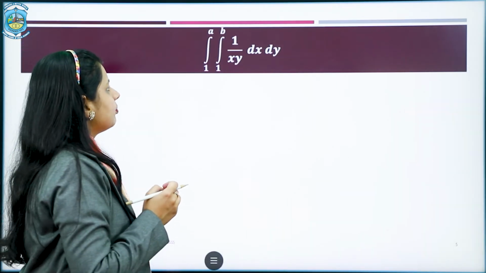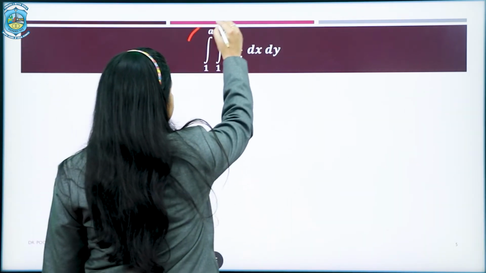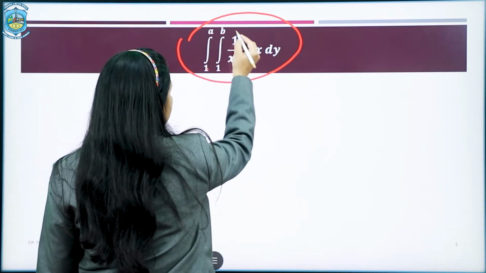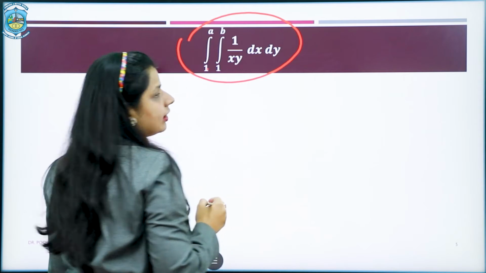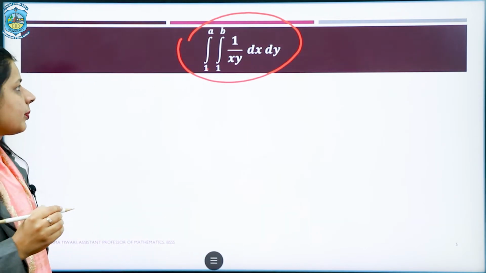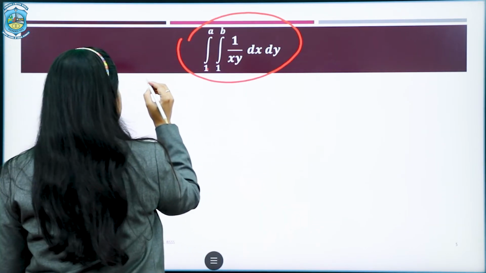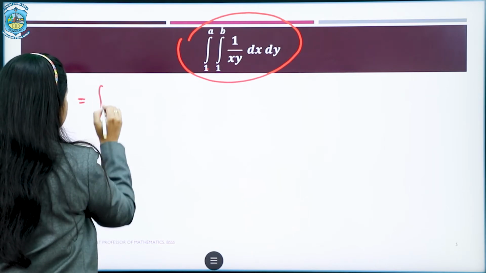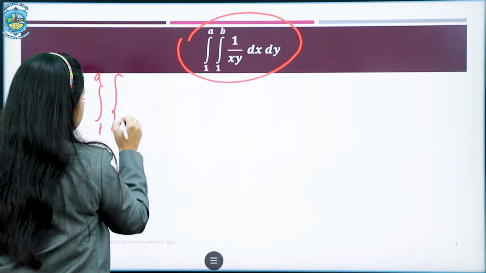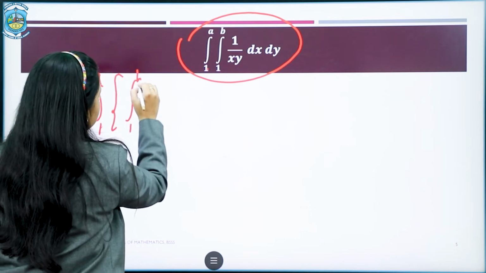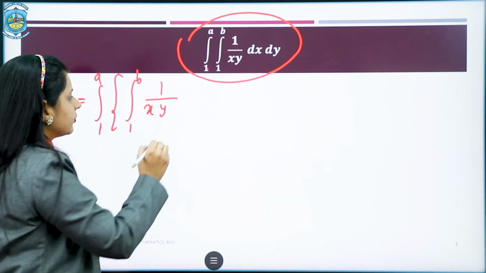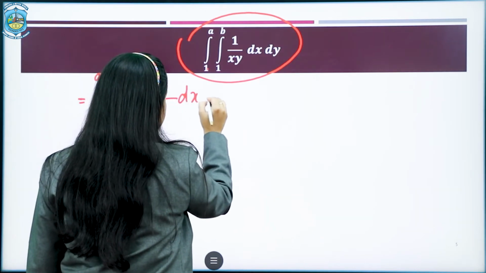In the next example, we will solve this integral 1 to a, 1 to b, 1 upon xy dx dy. Now we can write this integral as the integral 1 to a, then the integral 1 to b, 1 upon xy dx dy.